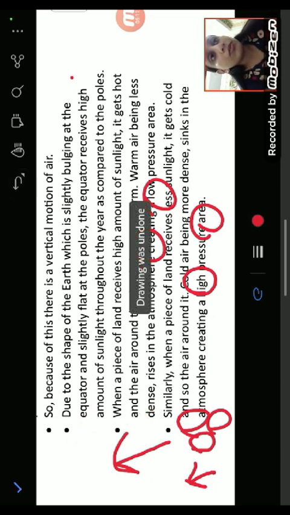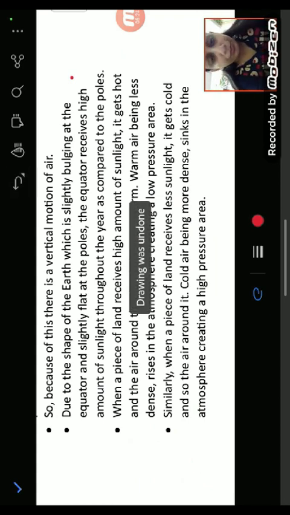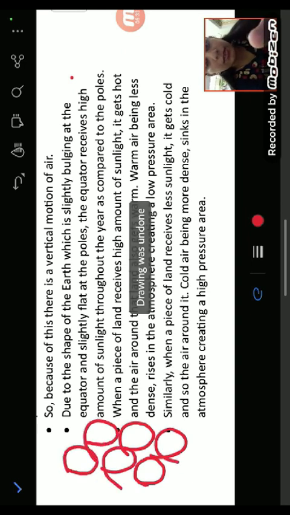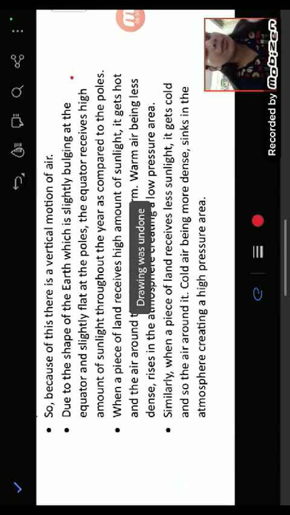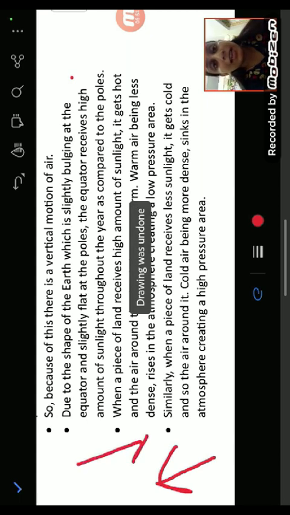And similarly, when a piece of land does not receive a high amount of sunlight, for example, poles, the land there will be cold, and so the air surrounding it. Cold air is very dense, the molecules of gases present in cold air are very compact. That means cold air is heavy, and because of that it sinks in the atmosphere. Sinks means it will move downwards toward the surface of the earth. So always remember that warm air rises because it is less dense, and cold air sinks in the atmosphere because it is more dense.